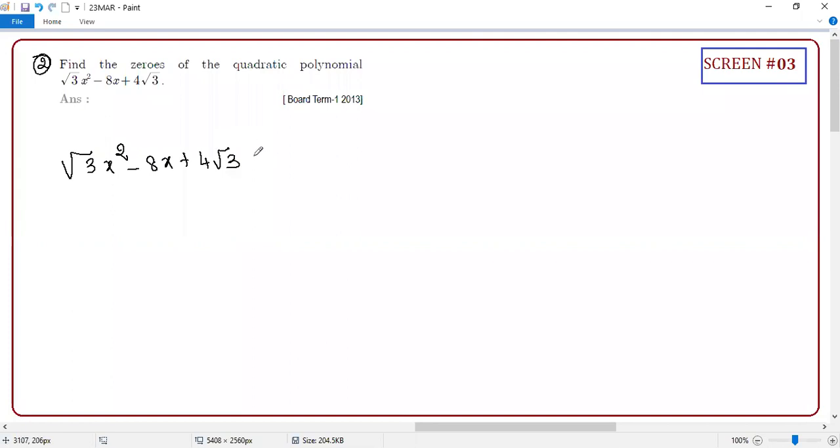Okay. First step is what? Put it equal to 0. Now I'm going to do the factorization method. Which numbers do you have to take? Root 3 and 3 into 4, that is 12. What are the two numbers? Your middle term is going to be 8. What are the two numbers? 2 and 6. Yes, sir. And both will carry minus. Clear or not?